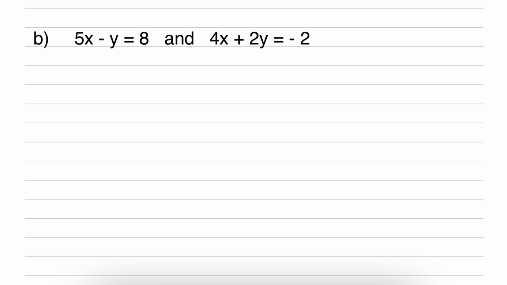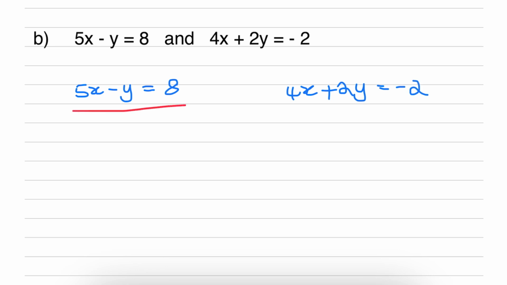Okay, we are given the two equations, 5x minus y equal to 8, and also 4x plus 2y equal to negative 2. Now, let's have a look at our first equation, and we're going to make y the subject of this formula. Okay, not negative y, positive y. So in order to do that, we should add y to both sides of the equation and subtract 8 from both sides of the equation.